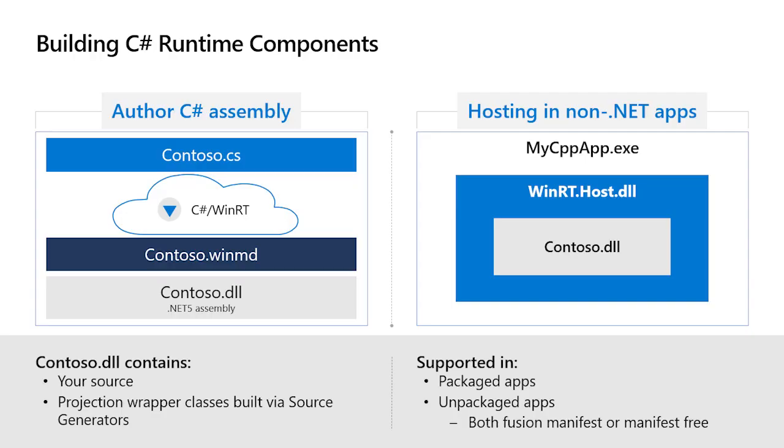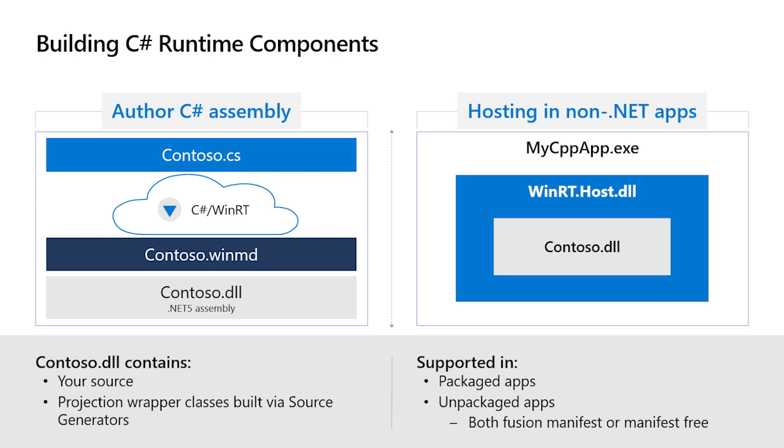First, in order to build C# runtime components, the first thing you need to do is author your assembly. It's a typical C# code file where you declare your classes and implementation, just like you would any C# library component. You need to make sure that your public surface area adheres to WinRT runtime types.